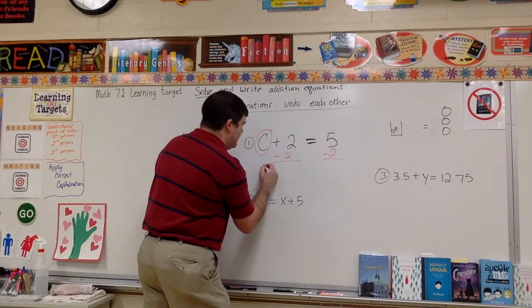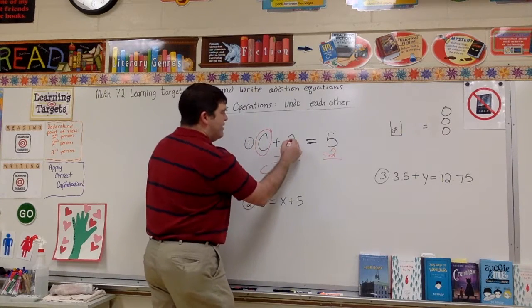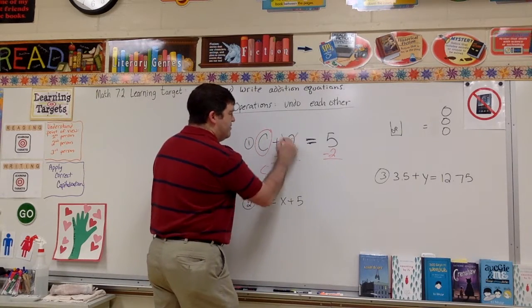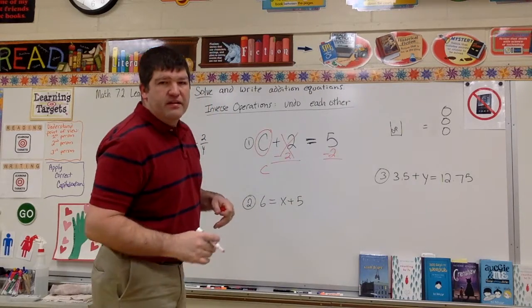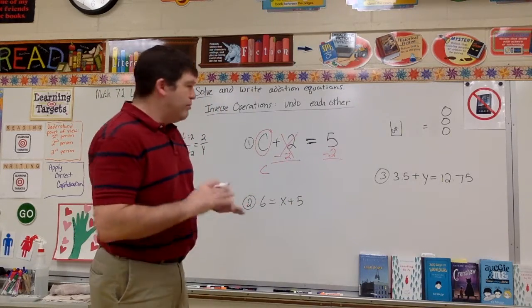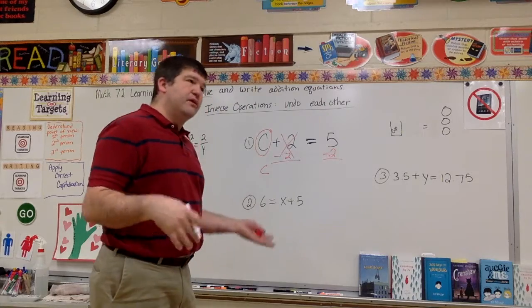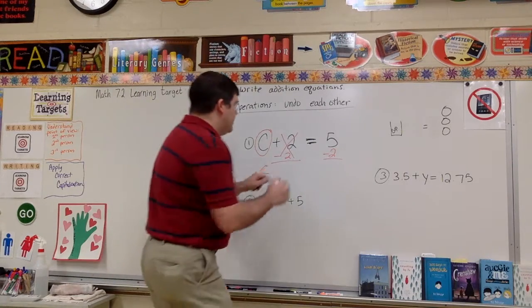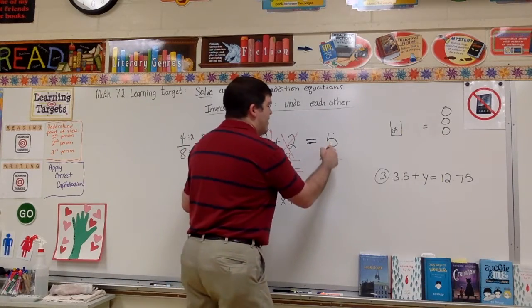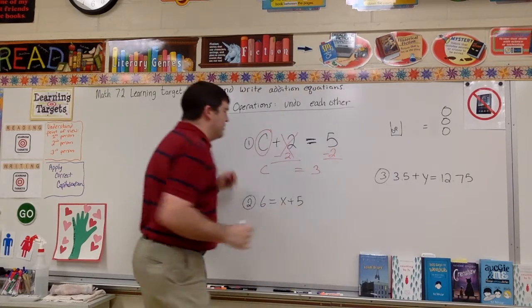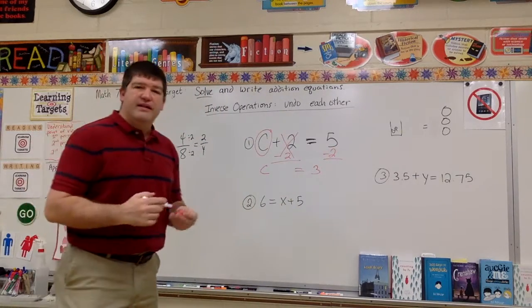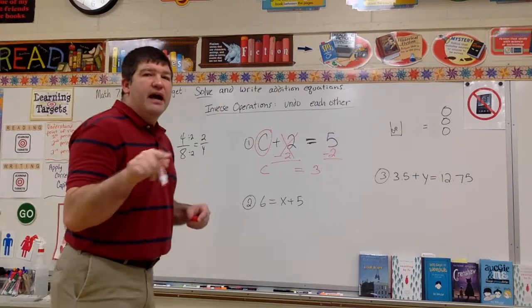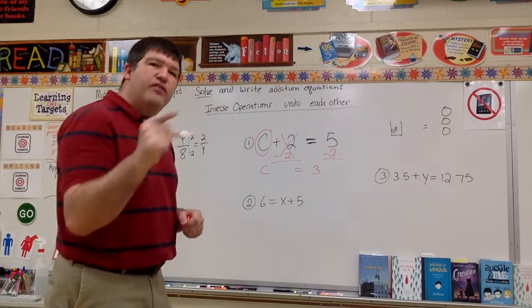Now, the C comes down. Plus 2 minus 2 undoes each other, or cancels each other out. No more. I had 2, I took 2 away. Nothing. Got nothing. And then my equals 5 minus 2 is 3. So 3C equals 3.